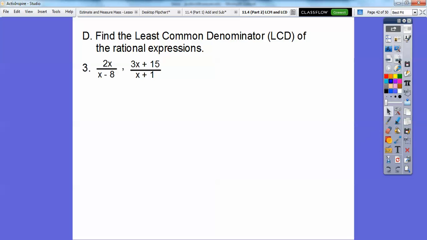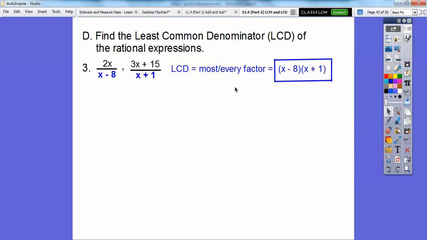All right? Okay, let's try this one. We're just looking at the denominators, you guys. The lowest common denominator, least common denominator. This one's x minus 8. I can't do anything with that. This one's x plus 1. I can't do anything with that. So it's just most of every factor. Well, I see an x minus 8 and I see an x plus 1. It's got to have them both. That's my common denominator.